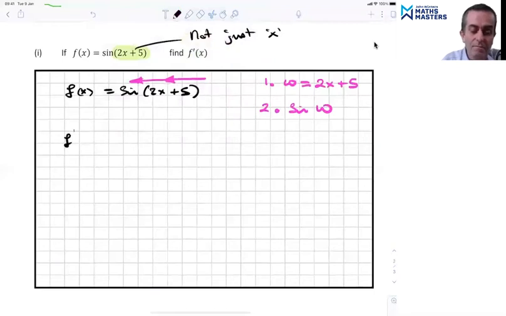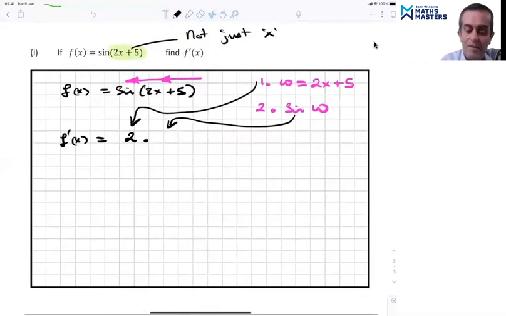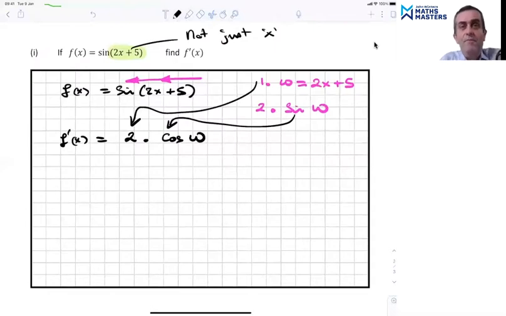So f dash x is equal to, well, differentiate function number 1. If I differentiate 2x plus 5, I clearly get 2, because if I differentiate 2x, I get 2, and 5 is constant, so I differentiate 5, I get 0. Next up, if I differentiate sine, I get cos. So instead of sine of w, that's going to become cos of w. And now we're almost done.